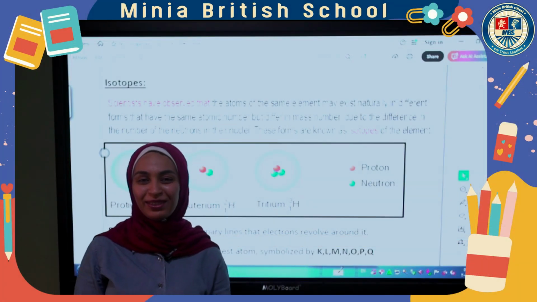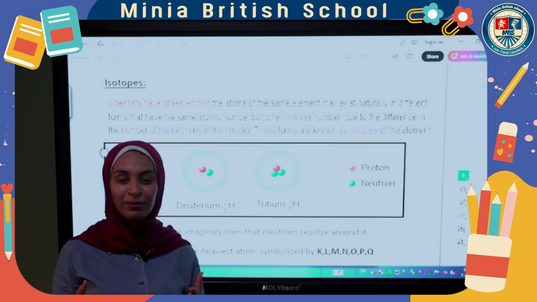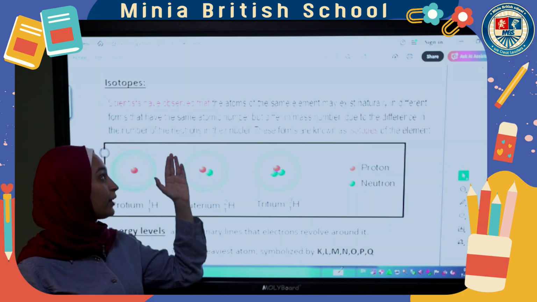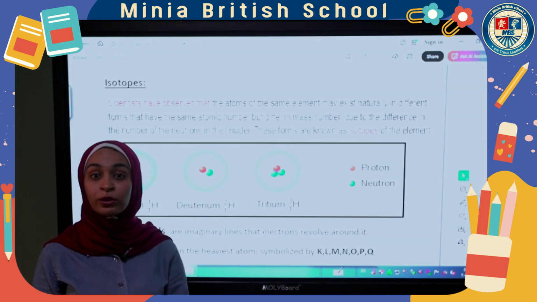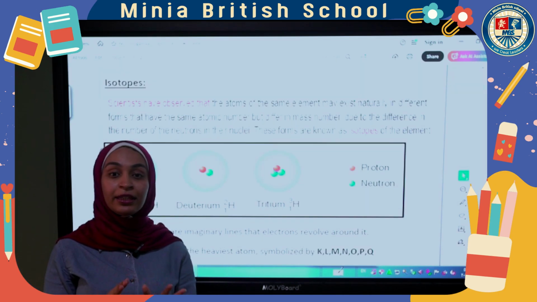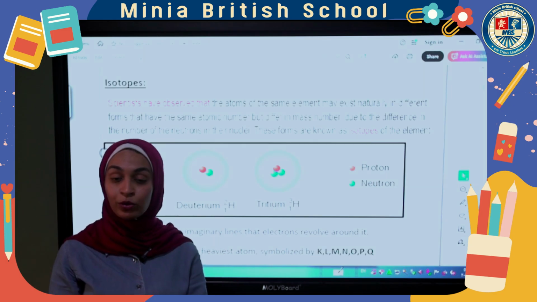Hello, grade 7. Today we are going to complete the second part of lesson 1, which talks mainly about the structure of the atom, starting with something called isotopes. What is the meaning of isotopes in grade 7? We said that any atom has a mass number and also has an atomic number, right?